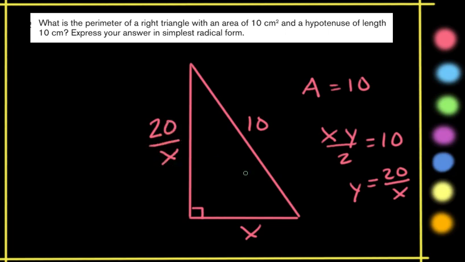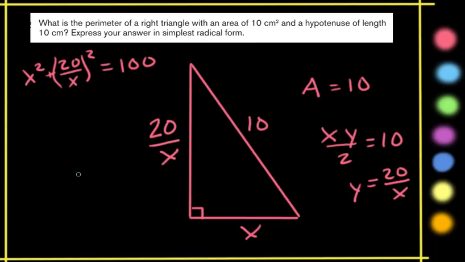And they want to know the perimeter. Well, the perimeter is going to be x plus 20 over x plus 10. So if we can figure out what x is, we'll be able to figure out what this perimeter is. And the last piece that we need to do is use the Pythagorean theorem. So that says that x squared plus (20 divided by x) squared is equal to 10 squared, or 100. And now we need to solve for x.